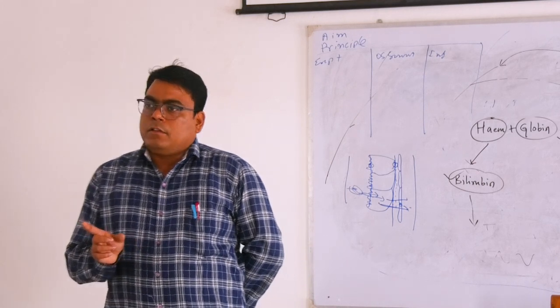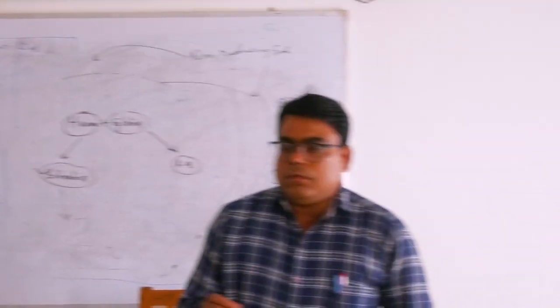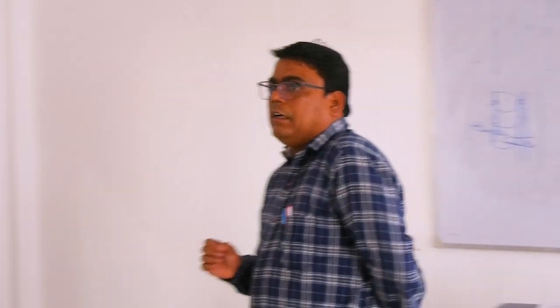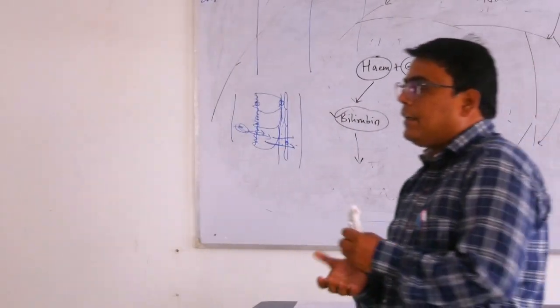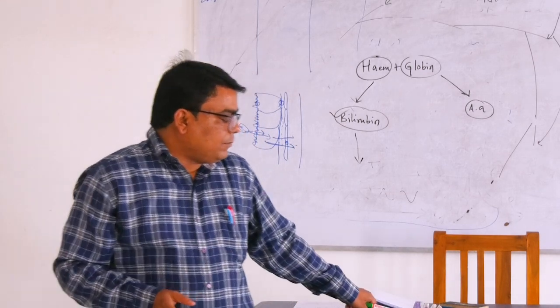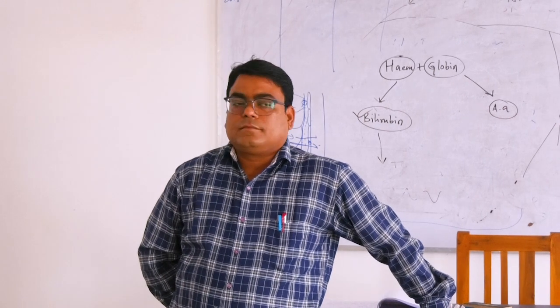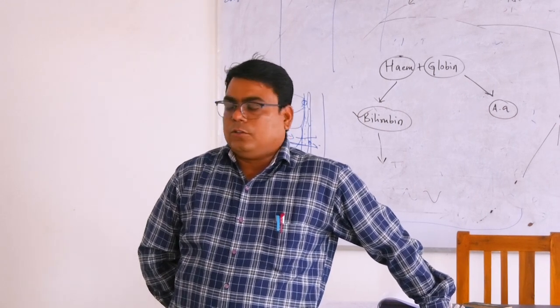For the identification of bilirubin, we perform Fouchet's test. Students, keep in mind that bilirubin is not generally present in the urine. So in some clinical condition it comes into the urine. Which type of clinical condition?